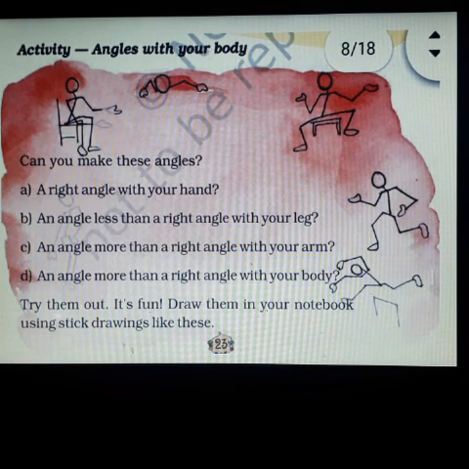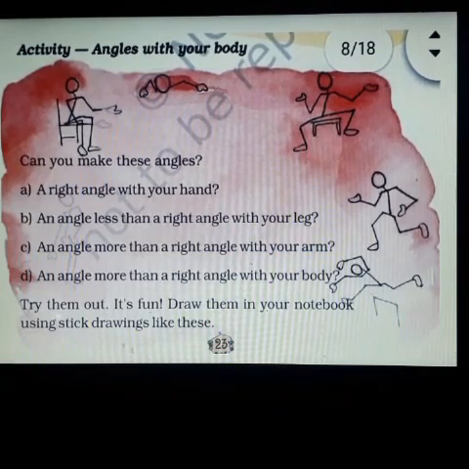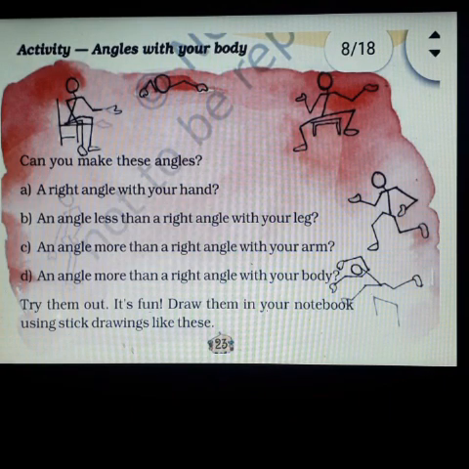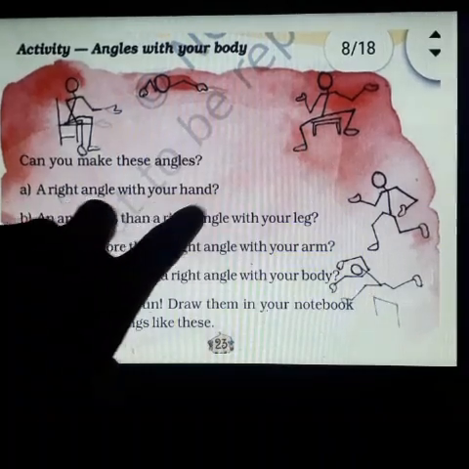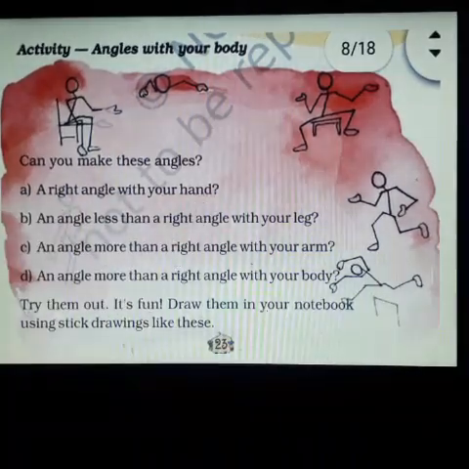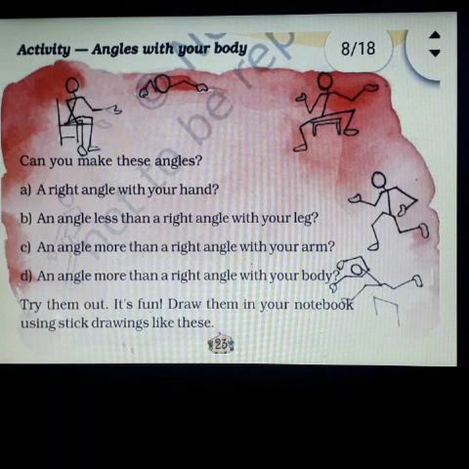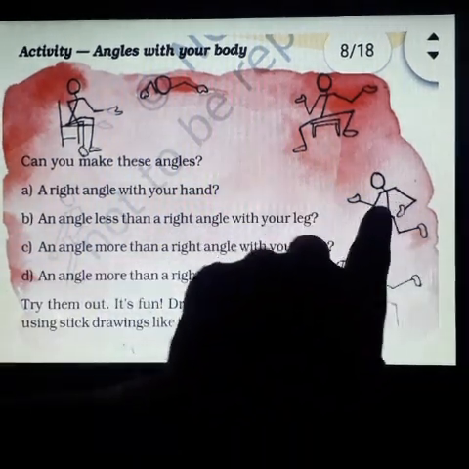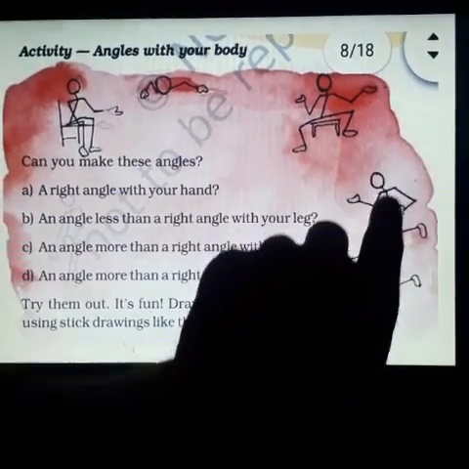Okay, next activity, angles with your body. You have to make different angles by using your body parts. Here in the given picture you have to find out angles from different body parts. So first question is a right angle with your hand. In this picture you have to find where the right angle is by using hands and arms. So you can see here L. So the first answer is this picture.